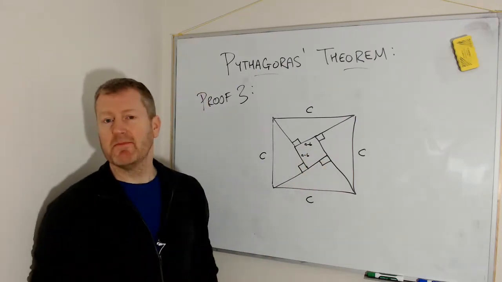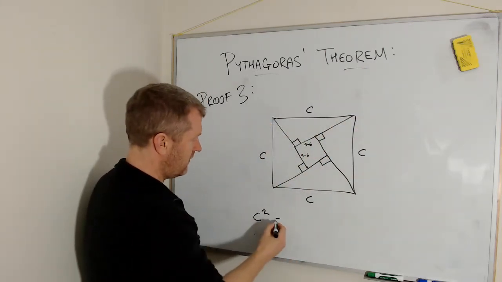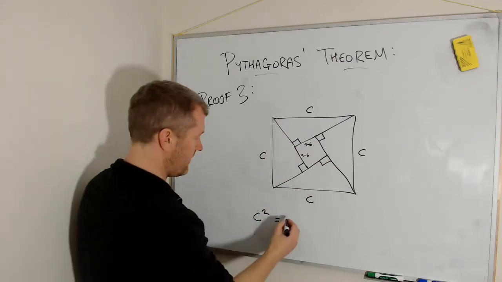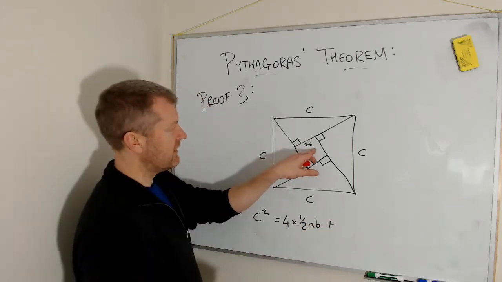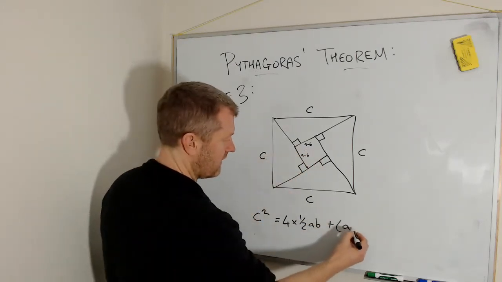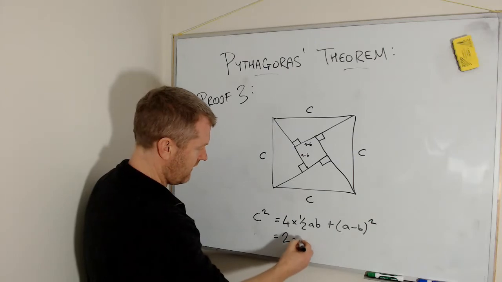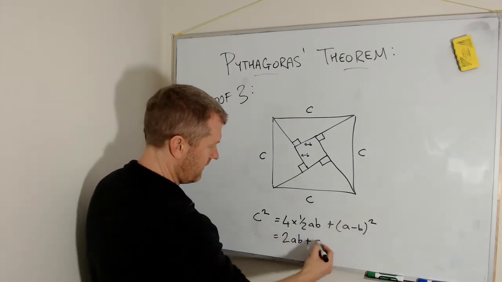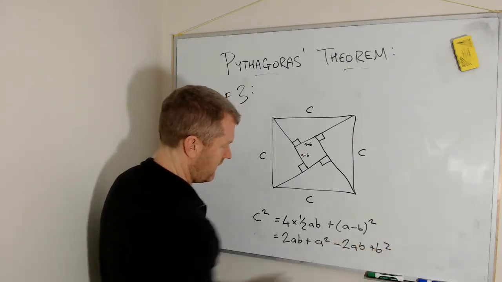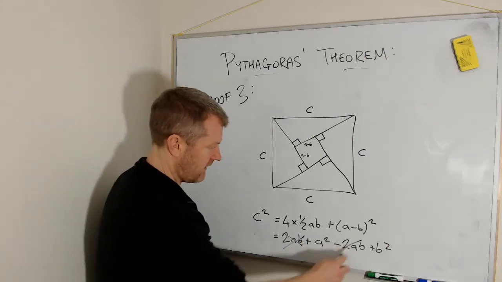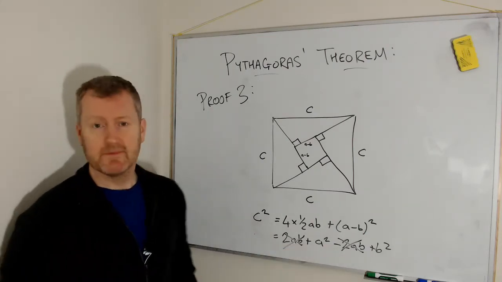So now we're going to use the same technique we used last time. The area of the square is c squared, but that's equal to 4 times the area of the triangle. So again, that was 4 times half ab, plus the area of this little internal square, so that's (a minus b) squared. That's equal to, we have again 2ab plus, and then if you remember how to multiply out brackets, a squared minus 2ab plus b squared. And then you can see here that cancels with that, and again we're left with c squared equals a squared plus b squared.